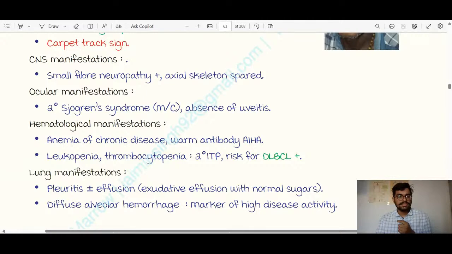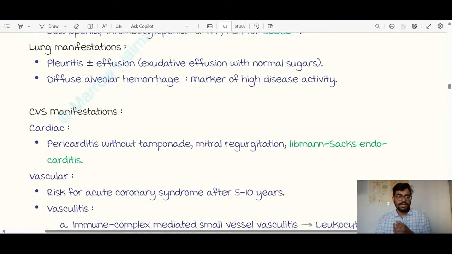Clinical CNS manifestation, small fiber neuropathy plus axial skeletal spared. Ocular manifestation, secondary Sjogren syndrome, most common, absence of uveitis. Hematological manifestation, anemia of chronic disease, warm antibody AIHA, leukopenia, thrombocytopenia, secondary ITP, risk of BCL, plus lung manifestation. So, what is the lung manifestation? Pleuritis plus exudative effusion with normal sugar, diffuse alveolar hemorrhage, marker of high disease activity.